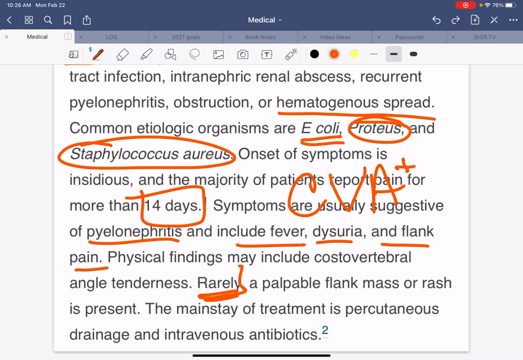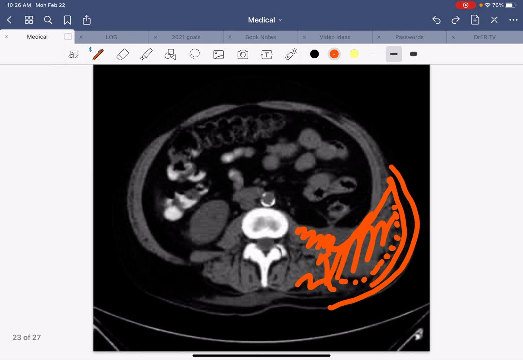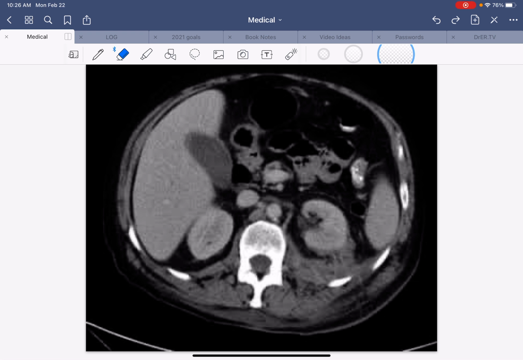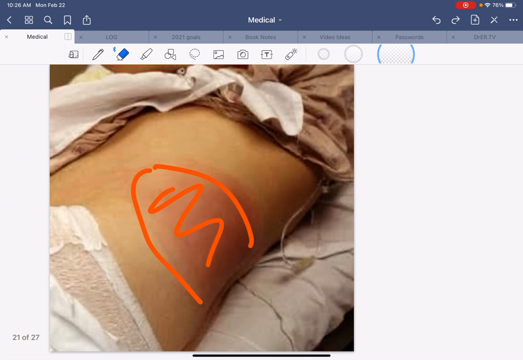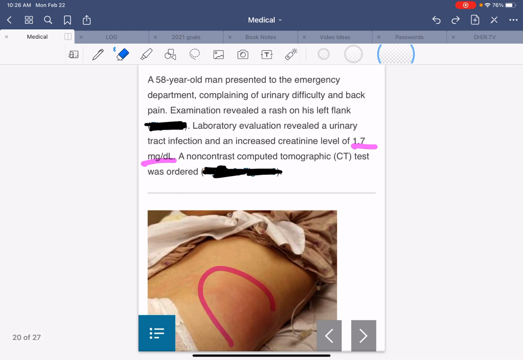Rarely, and this is why this is such a cool case, because that's rare, a palpable flank mass or rash is present, indicating the invasion of that infection into the subcutaneous tissue. The mainstay of treatment is percutaneous drainage, meaning surgery, and intravenous antibiotics. So the important thing here is that not all UTIs are created equal. Some will progress into the outside of the kidney and extend into the soft tissues and into the flank, and sometimes you'll even be able to see the infection on the examination of the patient.